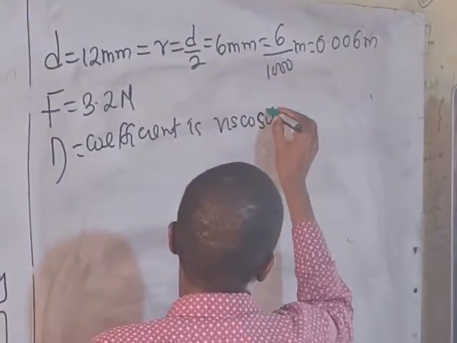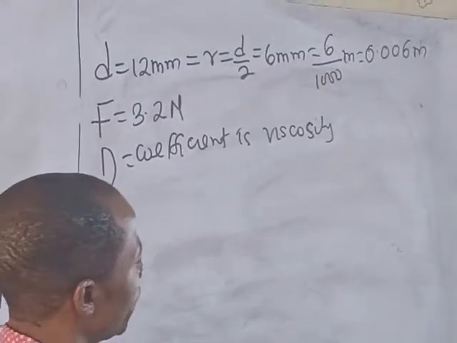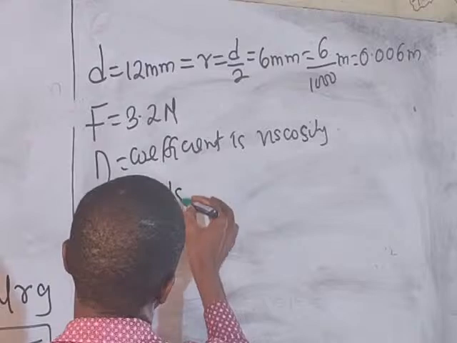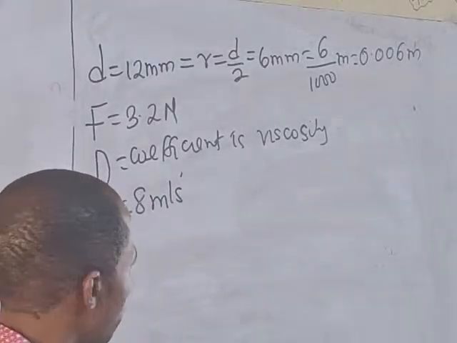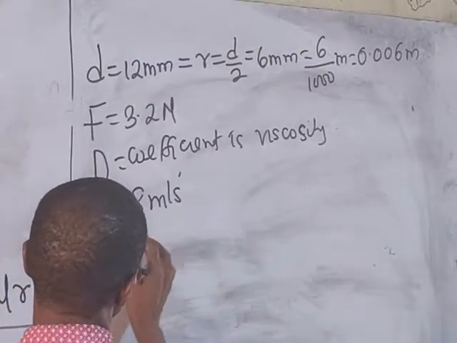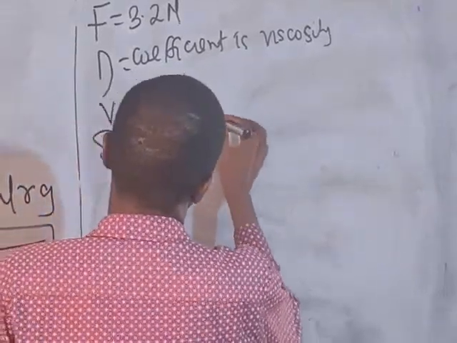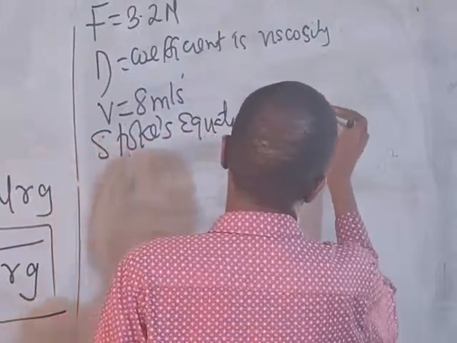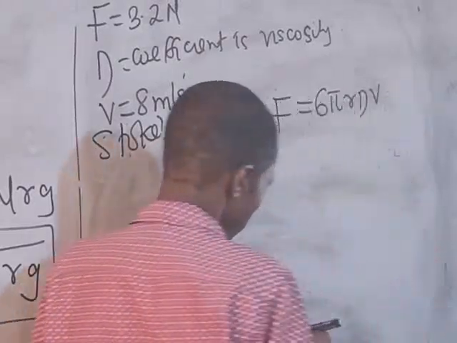Coefficient of viscosity. We are given that the object's terminal velocity, V, is 8 meters per second. Now, we've done everything about viscosity before, and we remember that this is guided by what we refer to as the Stokes law, or the Stokes equation. If you remember, that's F is equal to 6 pi R eta V.